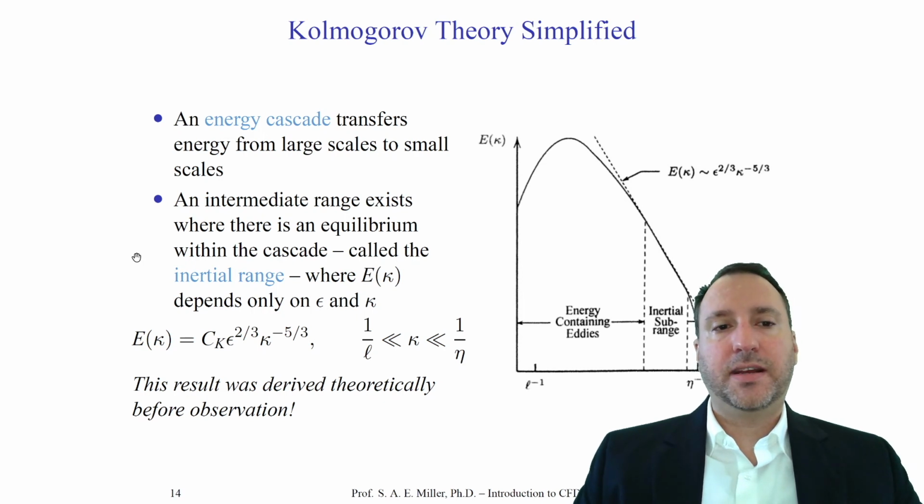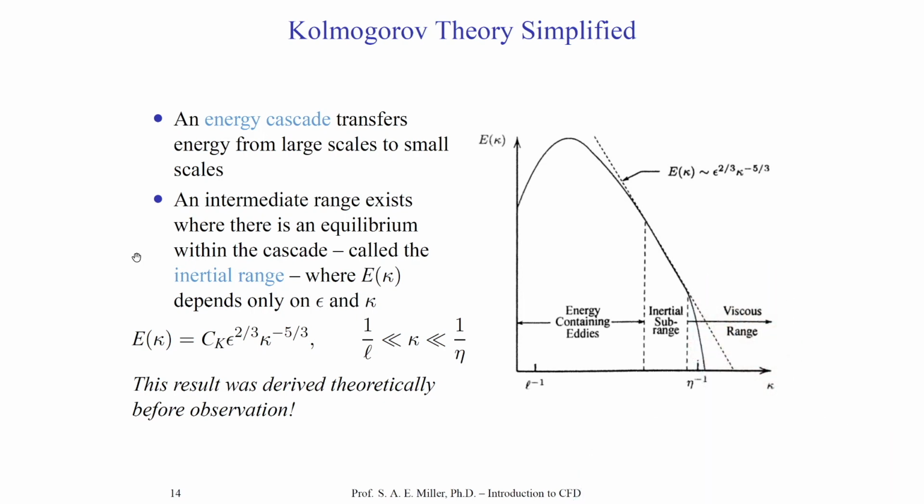There's also an intermediate range of scales where there's a so-called equilibrium within the cascade, and this is called the inertial range, where the energy spectra of the velocity will depend only on the dissipation of turbulent kinetic energy and the wave number. Let's examine this plot on the right. This plot is just a drawing to illustrate the cascade of turbulence. But if we put a hot wire velocity probe in a fully turbulent flow and found the wave number spectra through spatial Fourier transforms, we would find a plot that looks exactly like this.